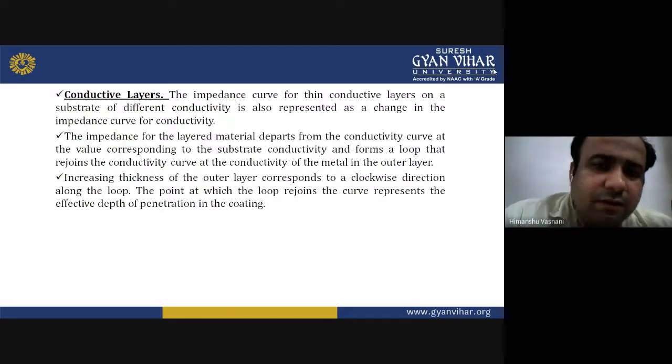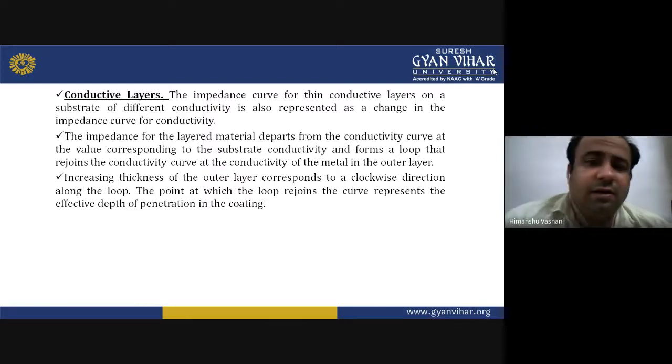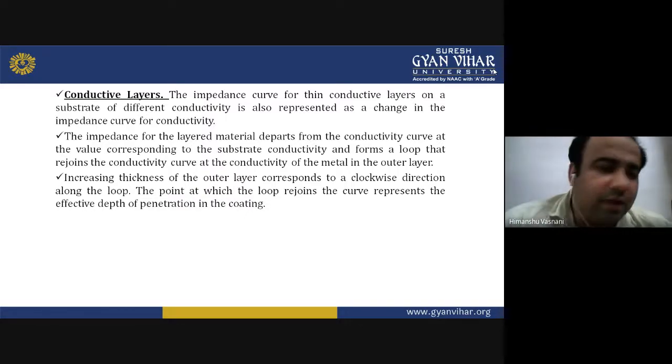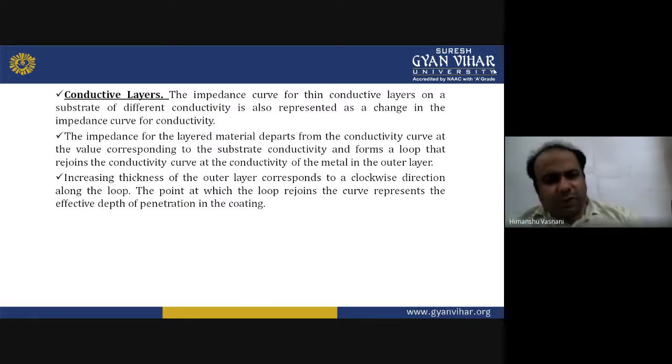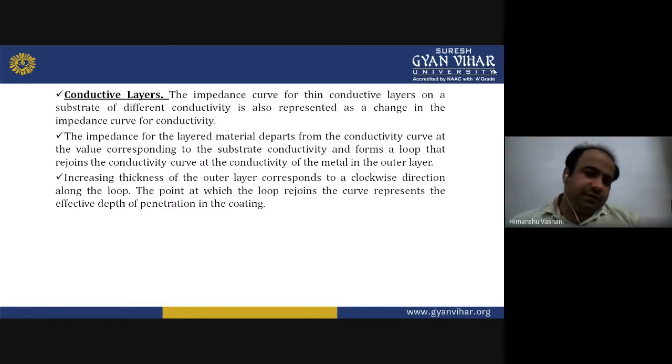Now the impedance curve for thin conductive layers on a substrate of different conductivity is also presented as a change in the impedance curve conductivity. The impedance for the layered material departs from the conductivity curve at the value corresponding to the substrate conductivity and forms a loop that rejoins the conductivity curve at the conductivity of the metal in the outer layer. Increasing thickness of the outer layer corresponds to a clockwise direction along the loop, and the point at which the loop rejoins the curve represents the effective depth of penetration in the coating.